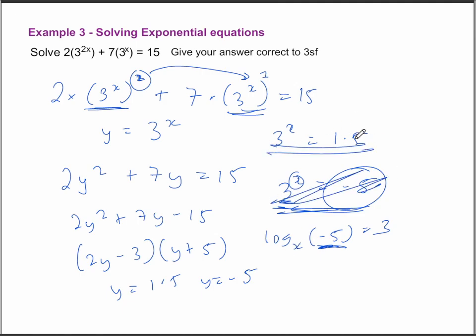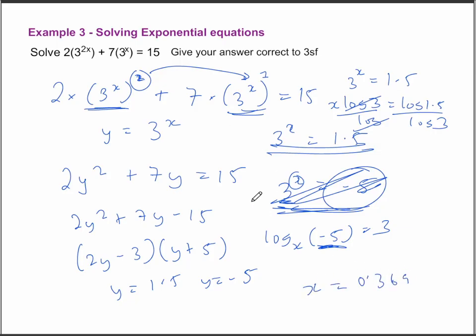We can do this instead, where we can find 3 power x equals 1.5, apply log on both sides. You end up getting x log 3 equals log of 1.5, and then you can divide by log 3 on both sides, and we end up getting x is equal to 0.369 to three significant figures. Remember, again here we applied the normal log, which is log of base 10.